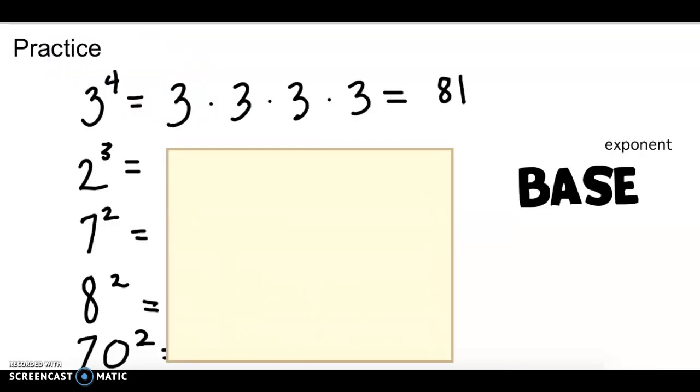And if you're back, let's try some practice. So I did the first one for you. 3 to the 4th is 3 times 3 times 3 times 3, and that equals 81. See if you can write the same information down for these 4 problems. You can pause the video, and then when you're ready, I'll show you the answers.